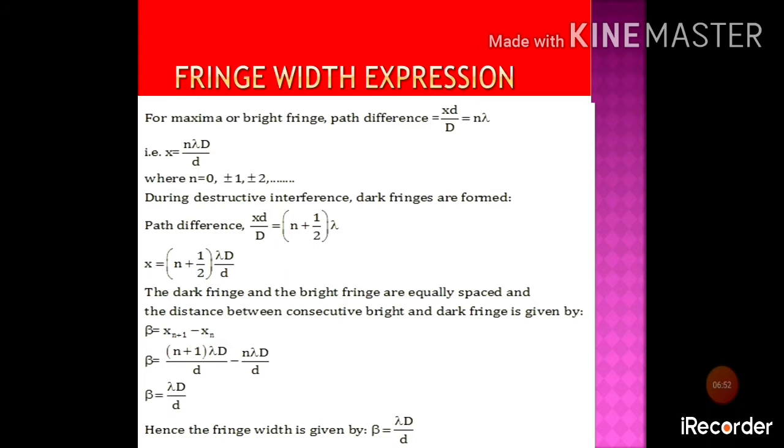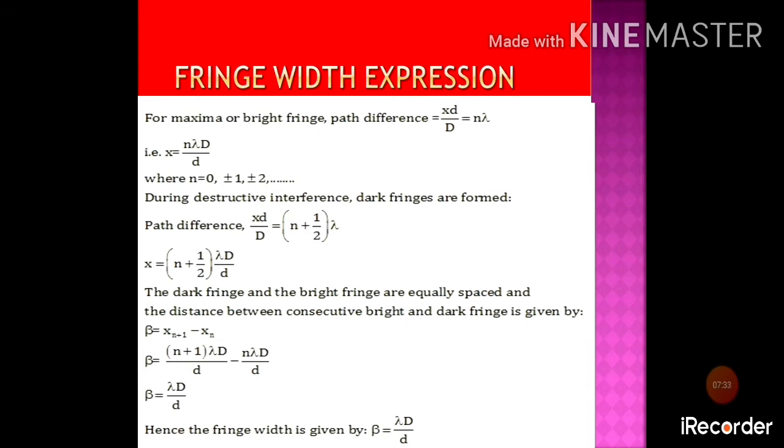Now, in order to obtain the fringe width expression, what do we have to do? As I have already told you, if I take the difference between any two consecutive dark or bright fringes, that will give you the fringe width. In the previous slide, I obtained the values x0, x1, x2, x3, etc. So you simply subtract x2 minus x1. You obtain the value x2 minus x1, and that will give you the fringe width. You can do this with the bright fringe formula, and also with the dark fringe formula.